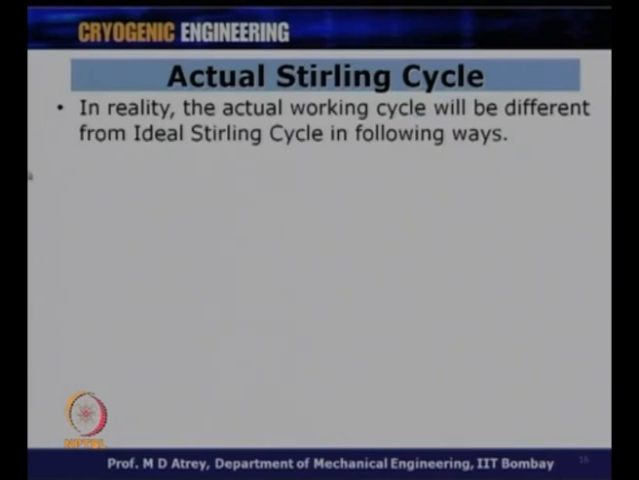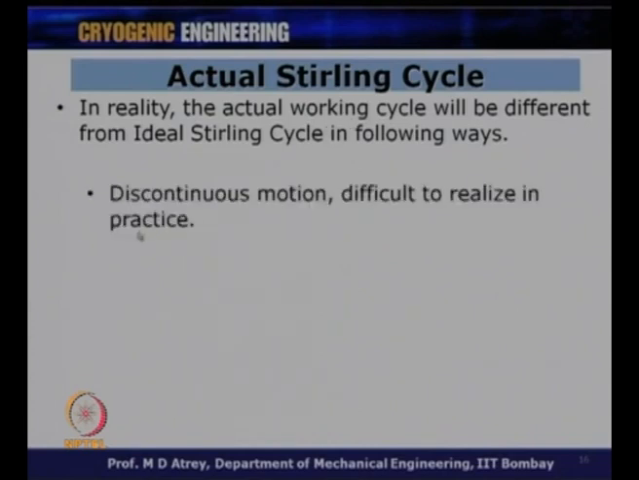Actual Stirling cycle, in reality, the actual working cycle may be different from ideal Stirling cycle in following ways. So, now what we are doing? We are going away from ideal Stirling cycle, and we are talking about in what ways the actual Stirling cycle could be different than ideal Stirling cycle. What are different possibilities? The first possibility we just pointed out is the discontinuous motion. It is difficult to realize in practice. So, in the actual case, we may have a sinusoidal motion, we cannot possibly have discontinuous motion over there.